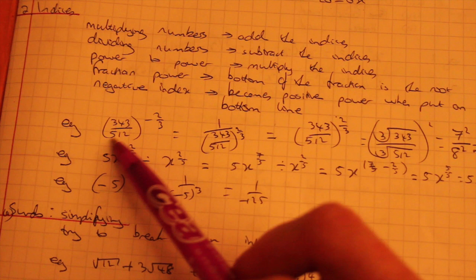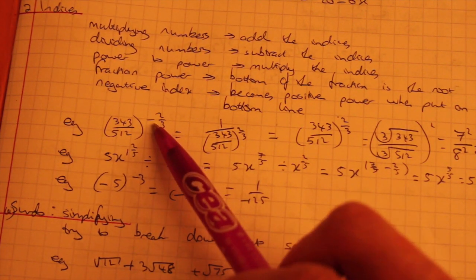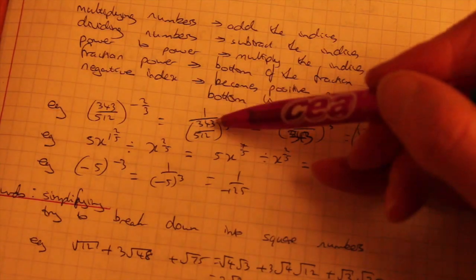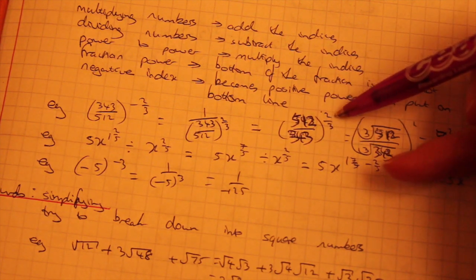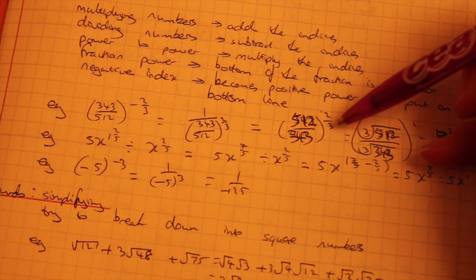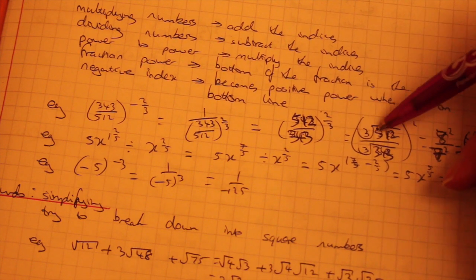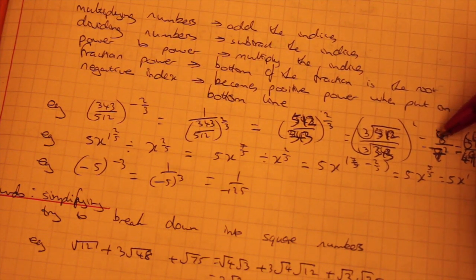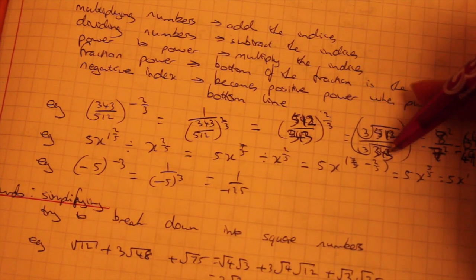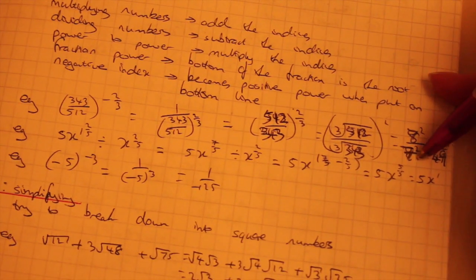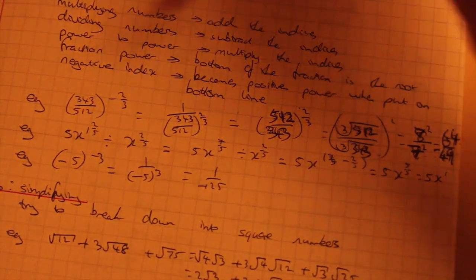Now if we look at these examples, minus means 1 over. 1 is 1 over a fraction turned upside down, so it becomes 512 over 343. The power is 2/3. The bottom of your fraction tells you the root, so it's the third root of 512, which is 8, and then square it, gives you 64. And the bottom line, the third root of 343 becomes 7, 7 squared gives you 49.